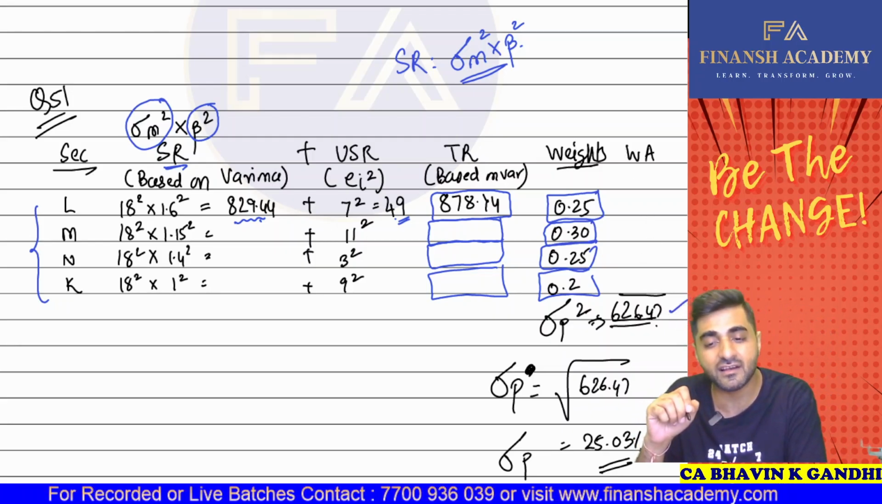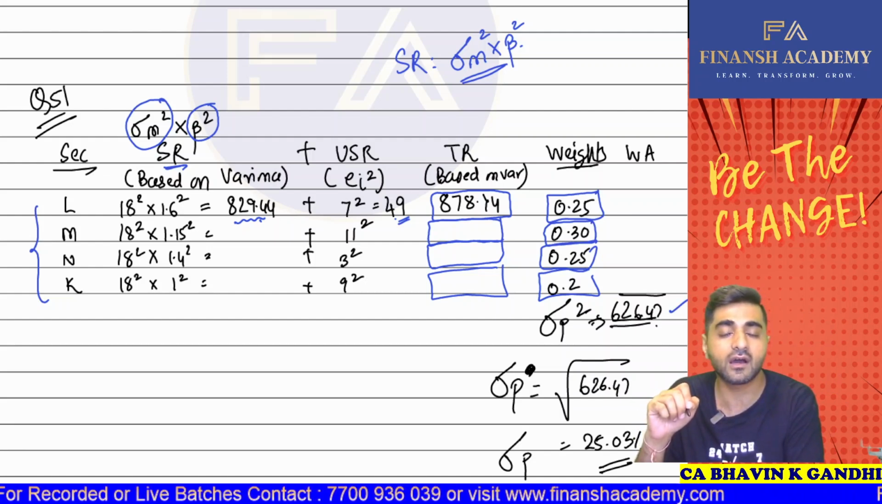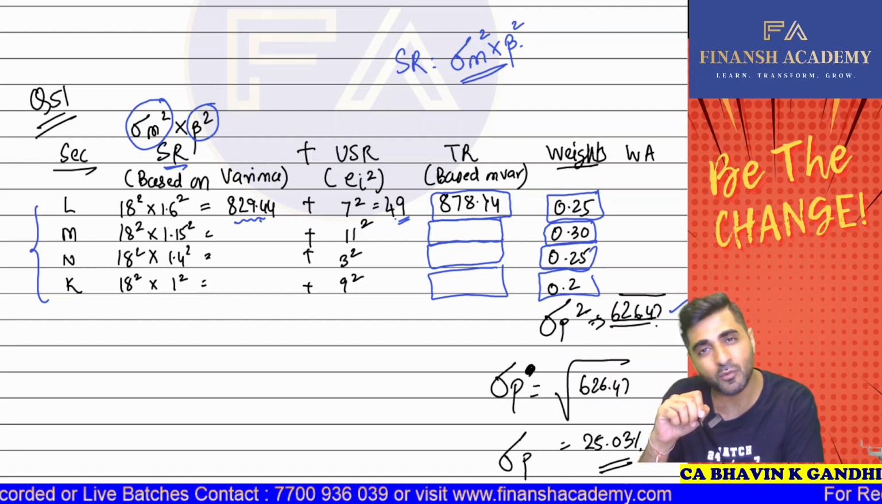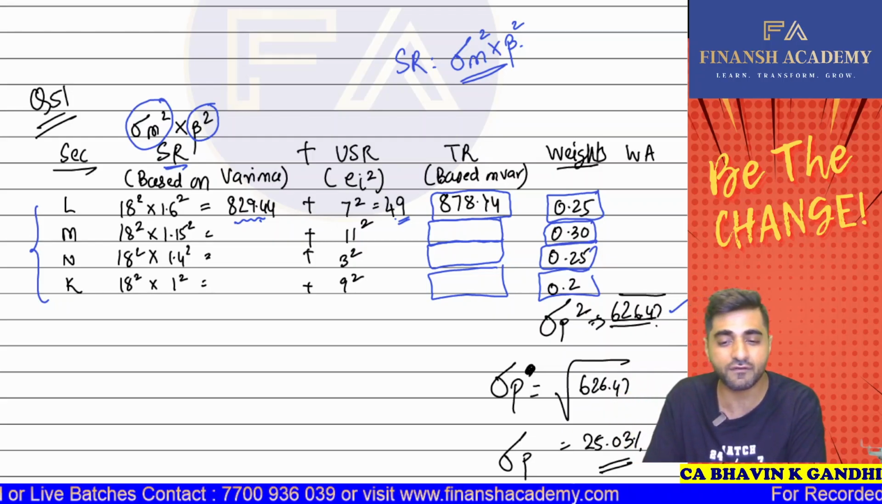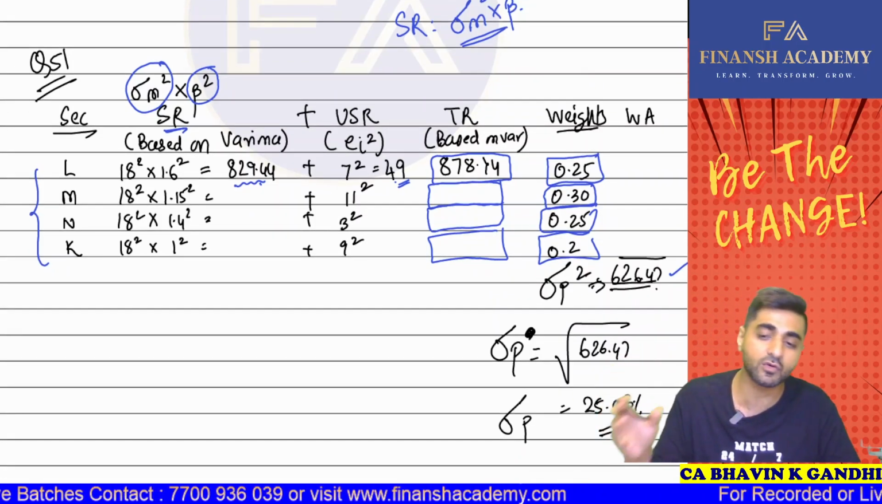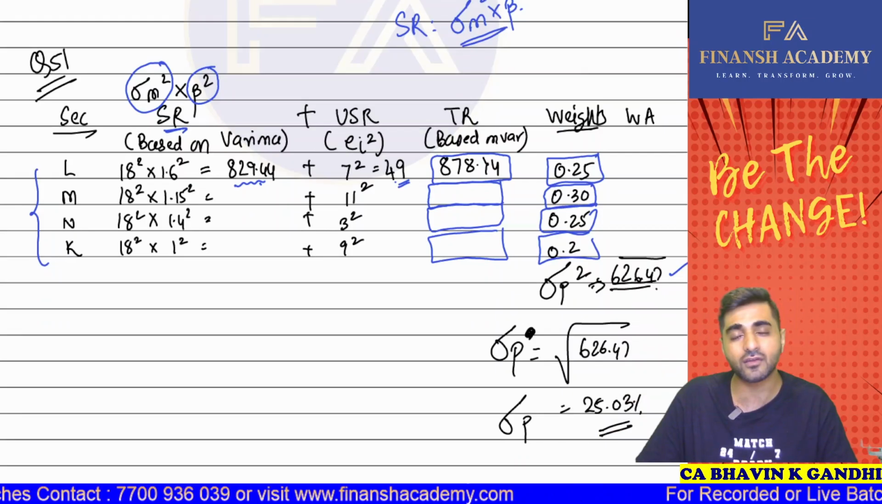So we'll be getting the final concept of your standard deviation of the particular portfolio, and we can take the root of it. So ultimately this will be your 25.03. Okay, so this is how we can calculate it.